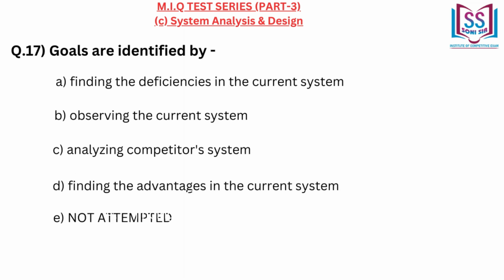Goals are identified by A. Finding the deficiencies in the current system. B. Observing the current system. C. Analyzing competitors' system. D. Finding the advantages in the current system.